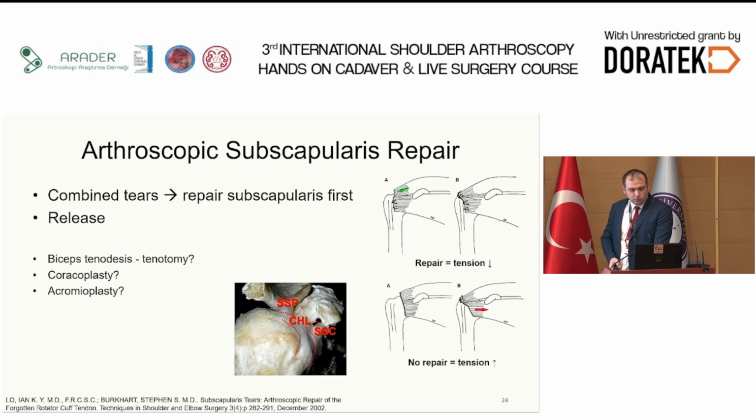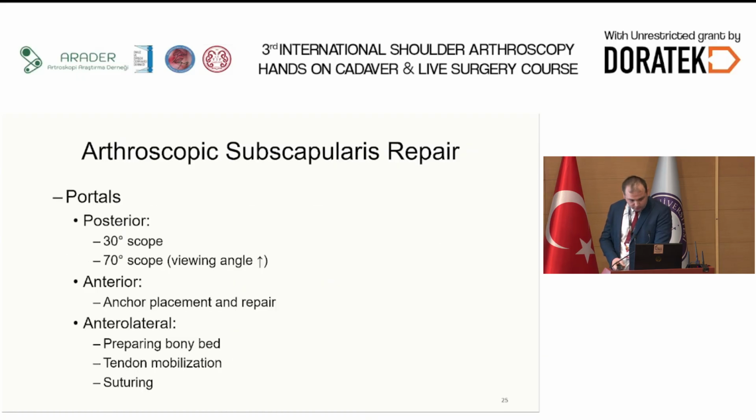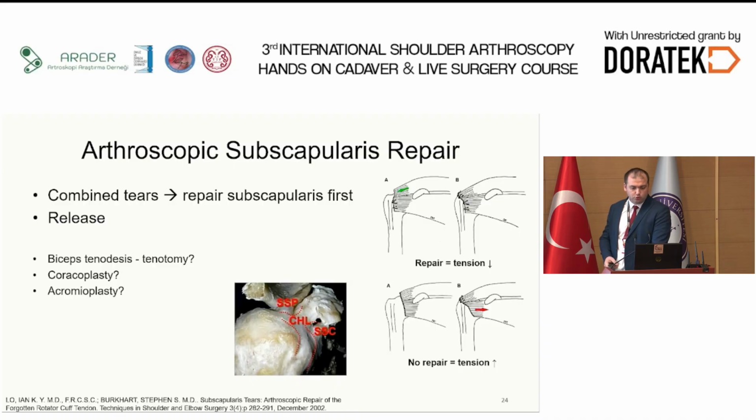There are also authors claiming that tenotomy or tenodesis can be performed directly, because they say that if the subscapularis is not intact, the biceps is not stable, so you can just do it. Routine coracoplasty is not supported by the current literature, and acromioplasty is just for the superior cuff tears if needed.